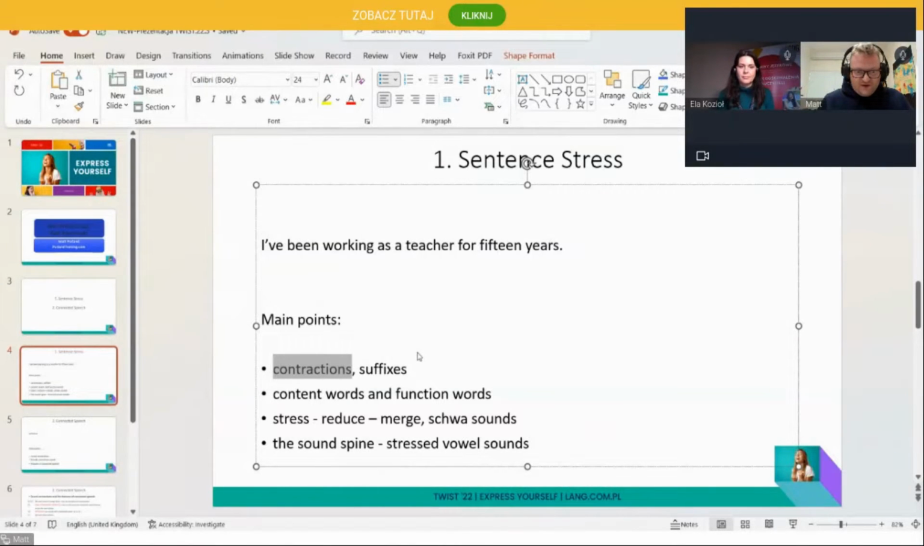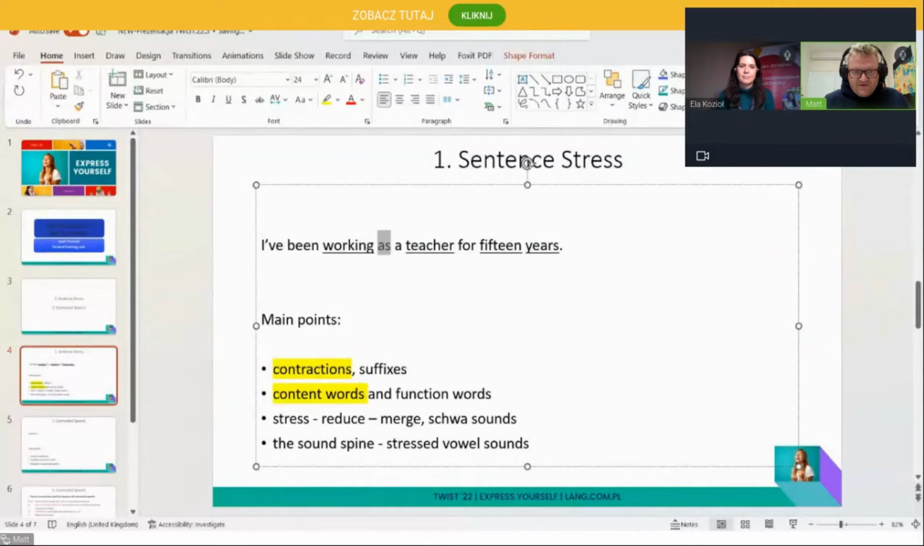The next thing to look at is content words and function words. Content words are words that have a clear dictionary meaning. For example, book or table, nouns, verbs, adjectives, adverbs, numbers. So what are the content words in this sentence? Working, teacher, years, and I don't know about 15. So the numbers are content words as well. If we say 15, you know the concept, you know what it means.